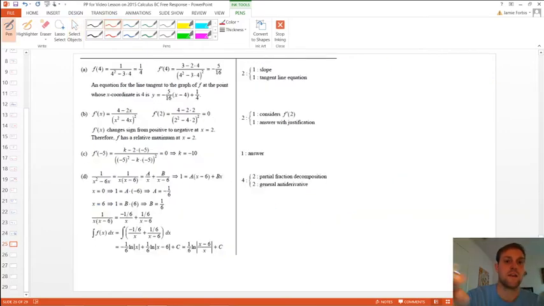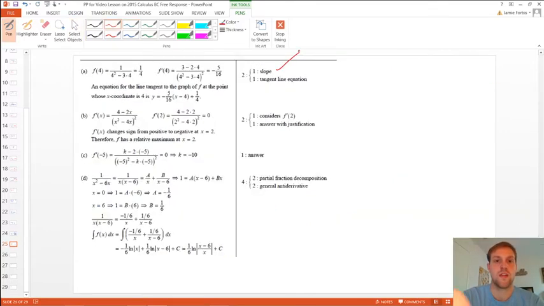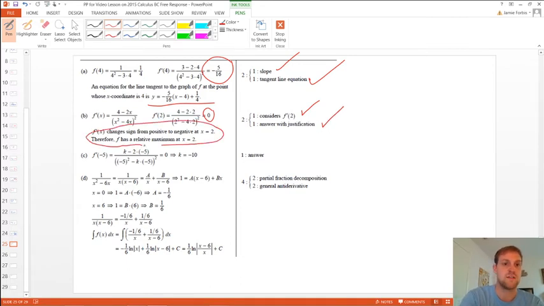There we have it. The slope for the first one was negative 5 over 16. We got the tangent line. They solved for y, but you do not have to. For b, they considered f prime of 2 and showed that it equaled 0, so we're good there. And then my answer with justification, and that was using the sign line explanation for the first derivative test. For c, they took the derivative, plugged in negative 5, and solved for k when it equals 0, and that was negative 10. And for d, they gave you 2 points for the partial fraction decomposition.